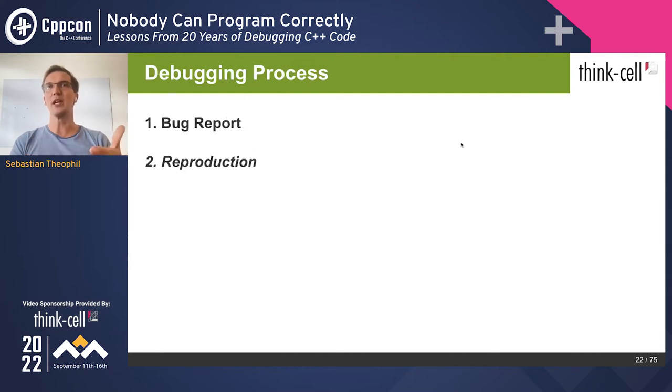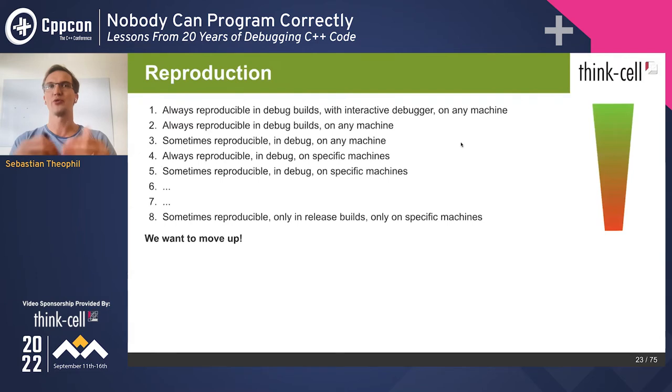And the first thing that we need when we want to repeatedly analyze a problem and look at it again and again and again is a good reproduction. We want to have clear instructions with which we can reliably reproduce the same behavior and the same bug. But reproducibility is not a binary thing. A bug is not either reproducible or not reproducible. There are different shades of gray here.